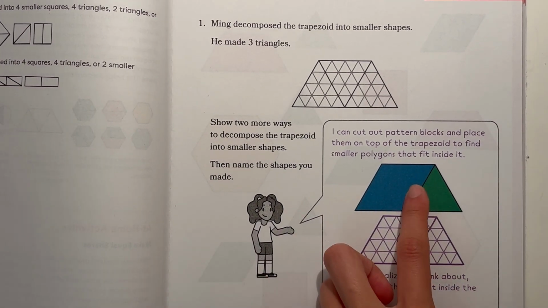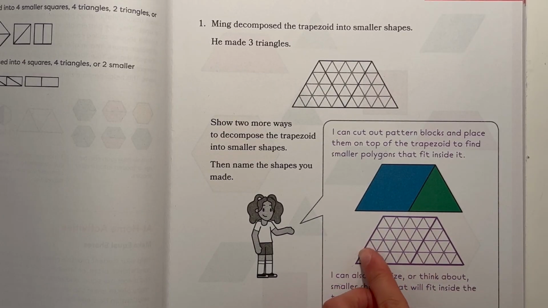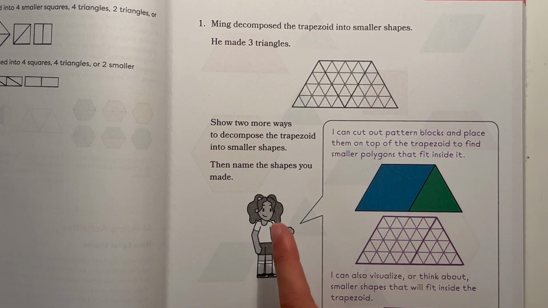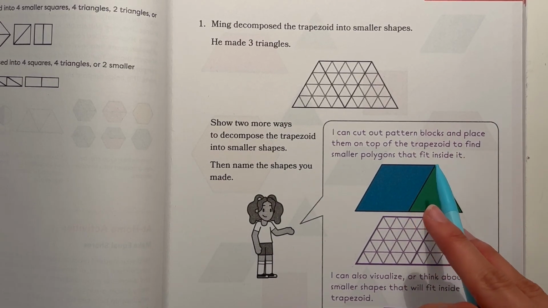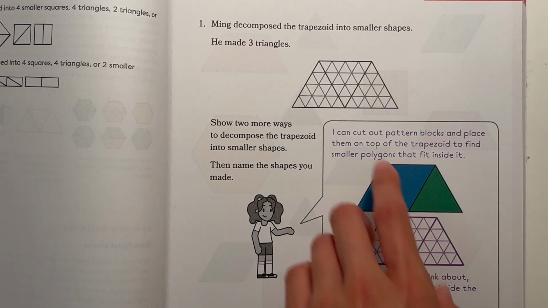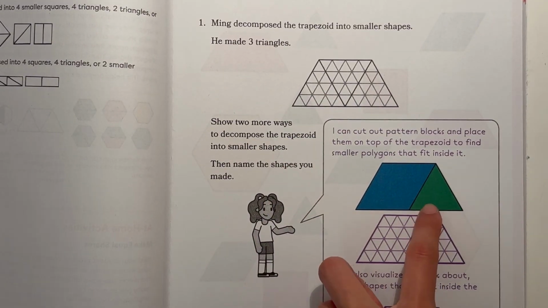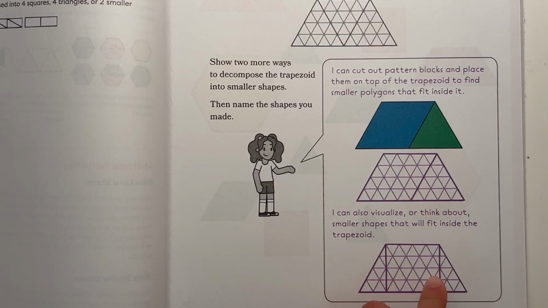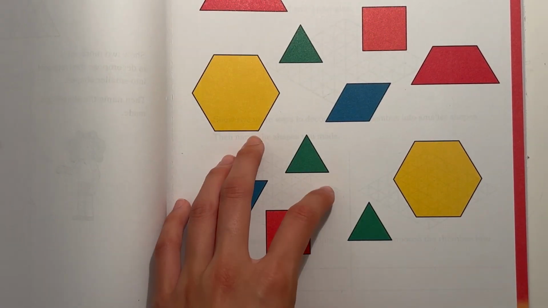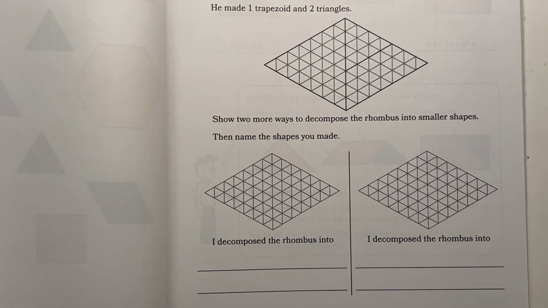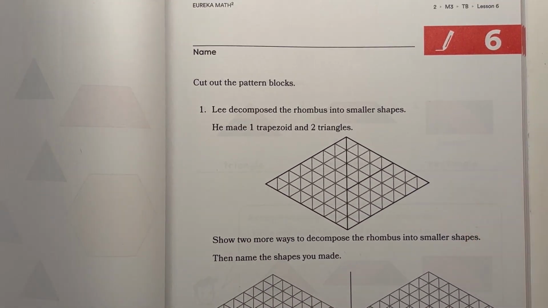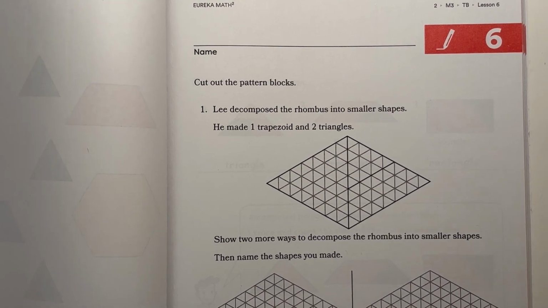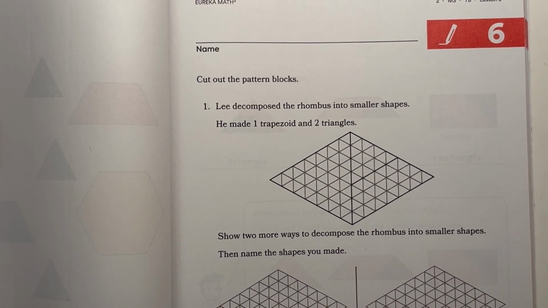So they can just cut pattern blocks and place them on top of the trapezoid to find the smaller polygon. So you just trace around and find the possible shapes that are hidden inside. Alright, so here we have the shapes. Okay, I think we're supposed to cut it out.